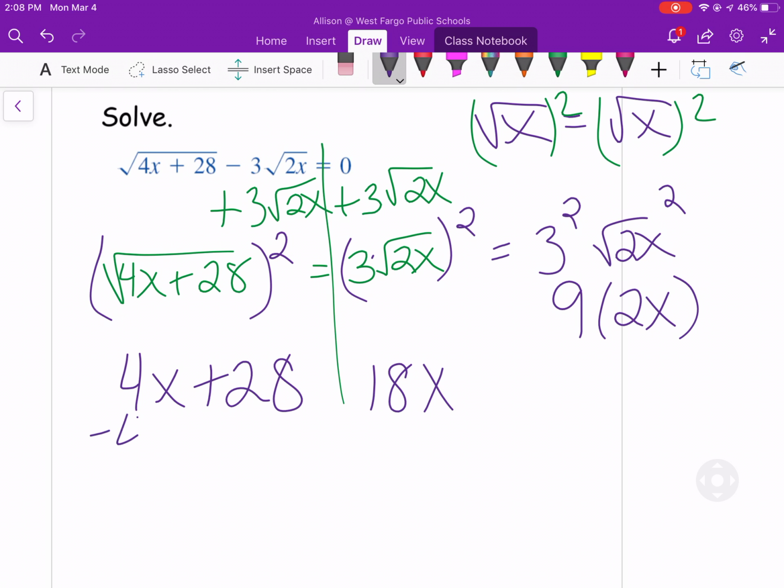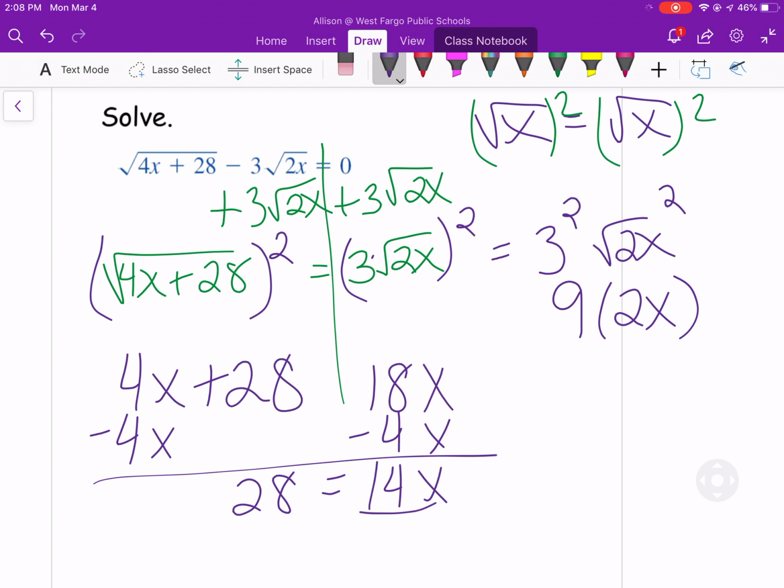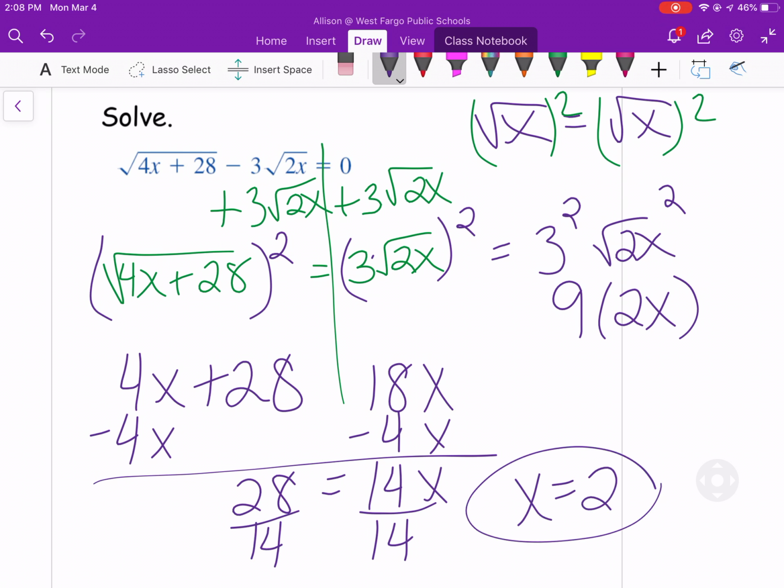Then I'm going to finish solving this by subtracting 4x from both sides. Get 28 equals 14x. Divide by 14. We get x equals 2. Go back up here and plug that in. Make sure I don't end up with anything negative. 4 times 2 is 8 plus 28, we're good there. 2 times 2 is 4. This is going to be square root of 36, 6, minus 3 times 2, which is 6, we get 0. So no negatives under the square root, no square roots equal to a negative number. We're good to go.